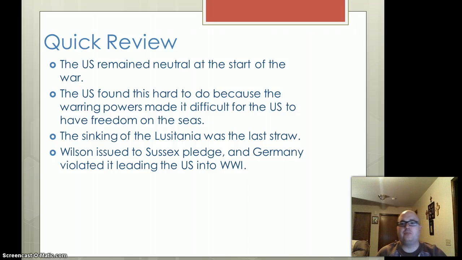Right, quick review. The U.S. maintained neutrality at the start of the war, going all the way back to old George Washington. The U.S. found it hard to do so because warring powers made it difficult for the U.S. to have freedom of the seas, because hey, if you trade with them, then we're not going to trade with you, and so on and so forth. And sinking the Lusitania, that was the last straw. Okay, quit sinking passenger liners. Then we issue a pledge. We're like, this is really it. We're drawing a line in the sand. Do not cross it. And what did Germany do? Yeah, they crossed it. So we're going to declare war on Germany and come in the 17th round.